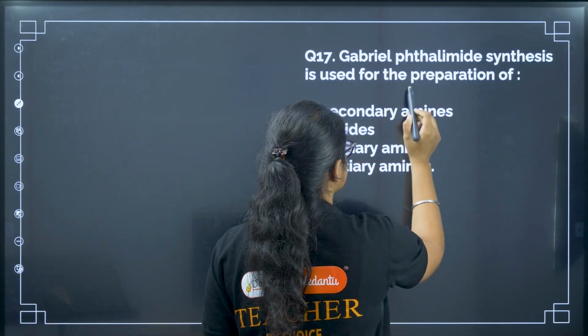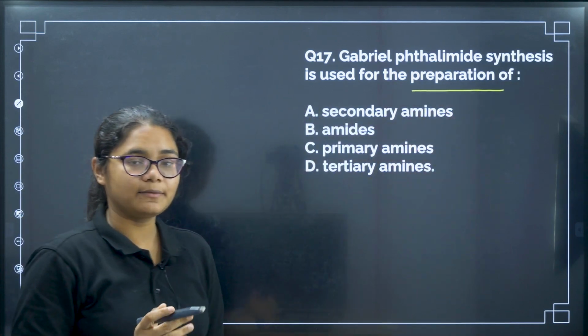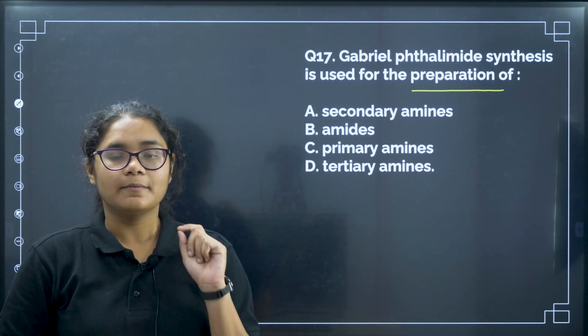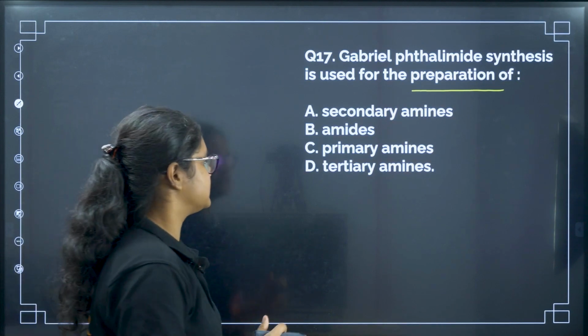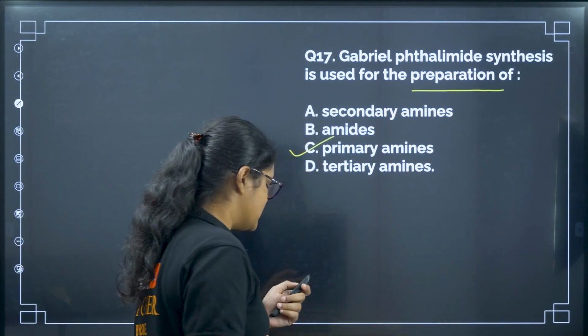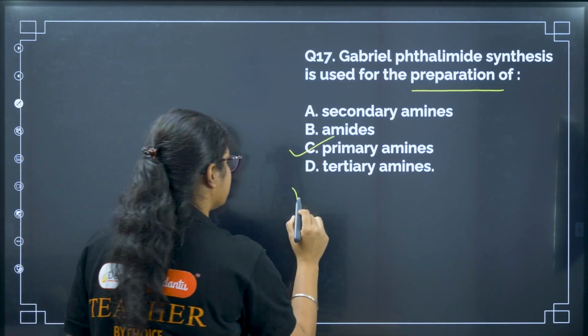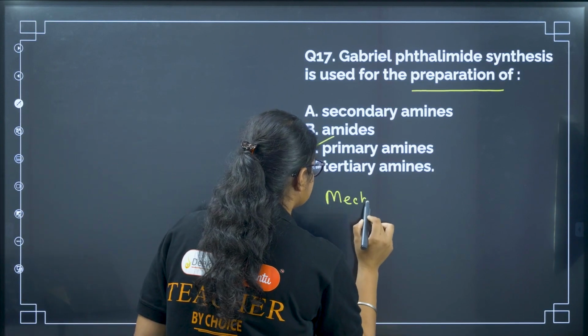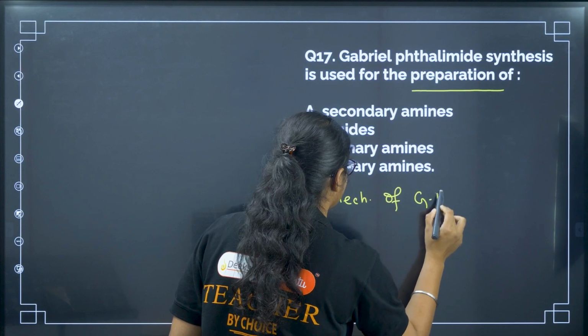Gabriel phthalimide synthesis is used for the preparation of. This is a very important question. We can only synthesize primary amines from Gabriel phthalimide synthesis. So the correct answer is option number C. I would also recommend that you must know the mechanism of Gabriel phthalimide synthesis.